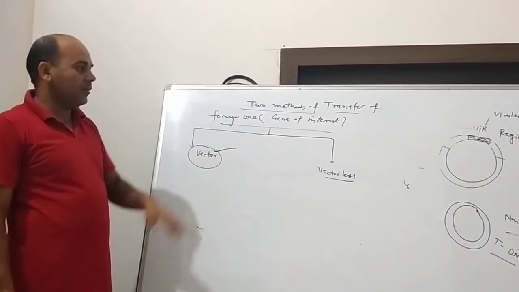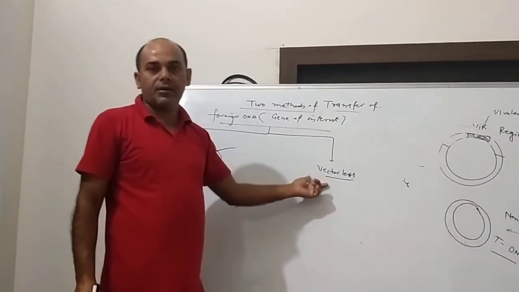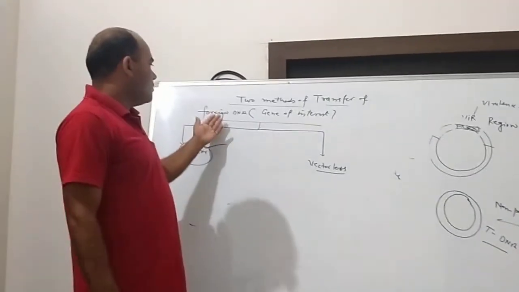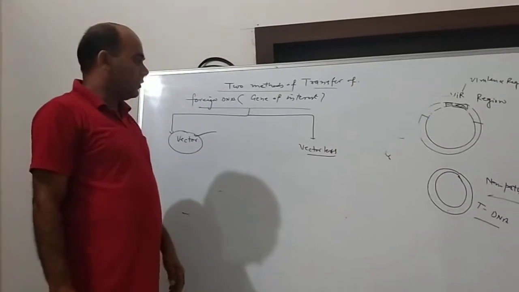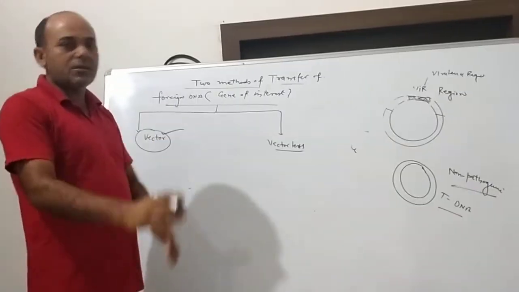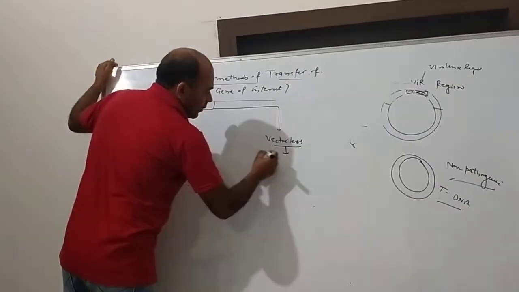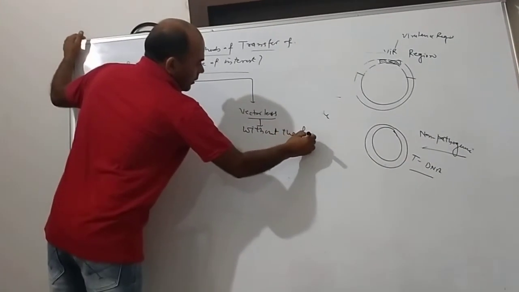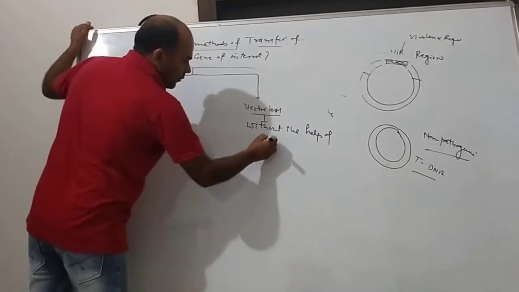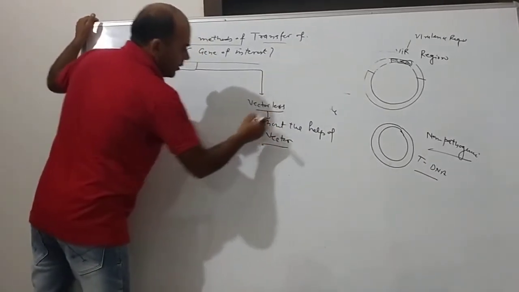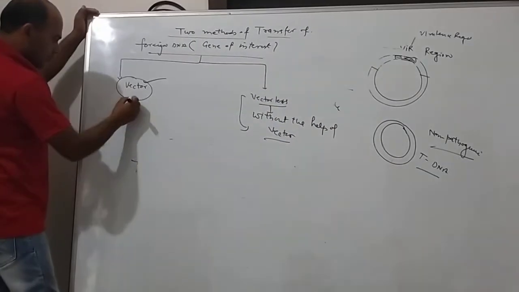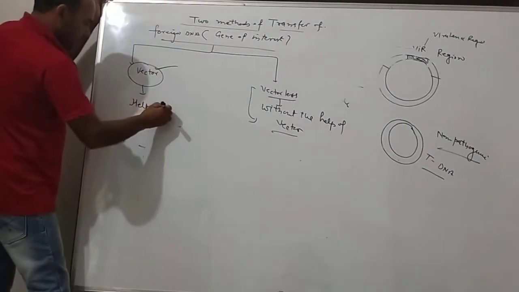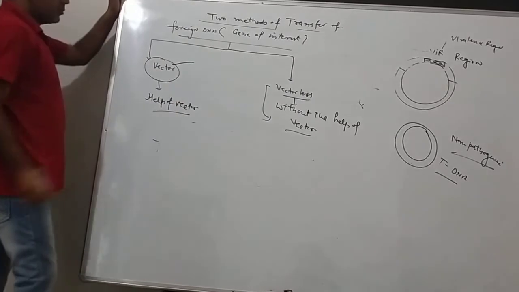There are so many other methods in which there is no need of a vector. In such methods, a piece of DNA, a gene of interest, can be passed directly into the host cell without the help of a vector. That's why it is called vectorless. In the other method, it is with the help of a vector, so that's why it is called vector.